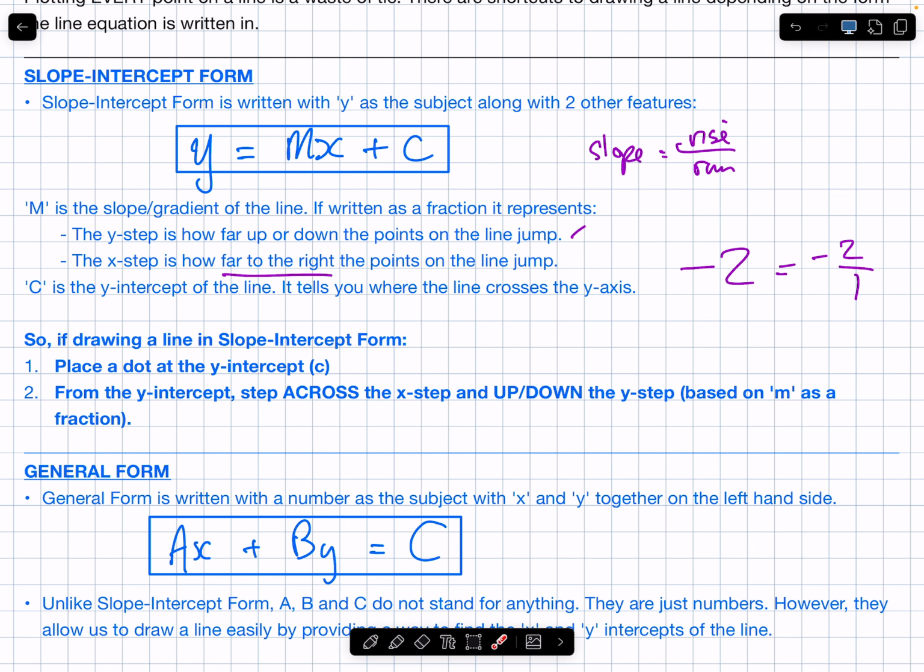So I'll give you a few minutes to get that down for slope-intercept form.